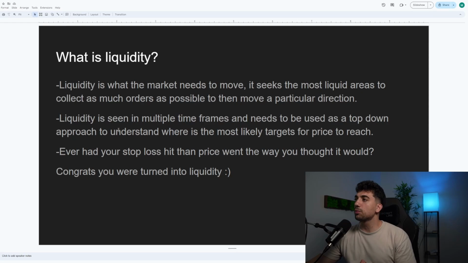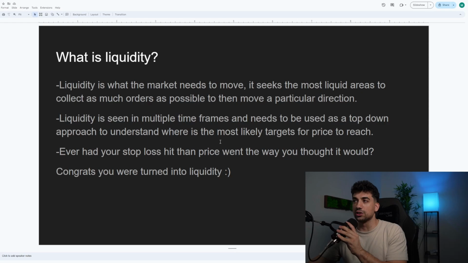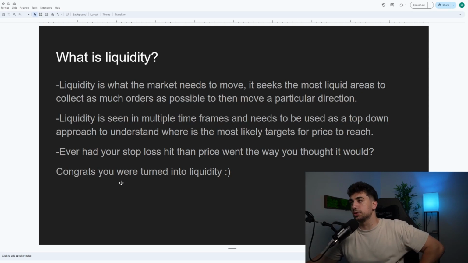Liquidity is seen in multiple time frames and needs to be used as a top-down approach to understand where the most likely targets for price to reach are. Liquidity can be used on a 5-minute, 15-minute, hourly, daily, right? You can use that liquidity on the different time frames to understand, hey, the daily candle might want to go here. The daily candle just took out liquidity, maybe it'll close back in the green. The weekly candle might do this. The 5-minute might want to target its lows. Don't worry, we'll go into some charts.